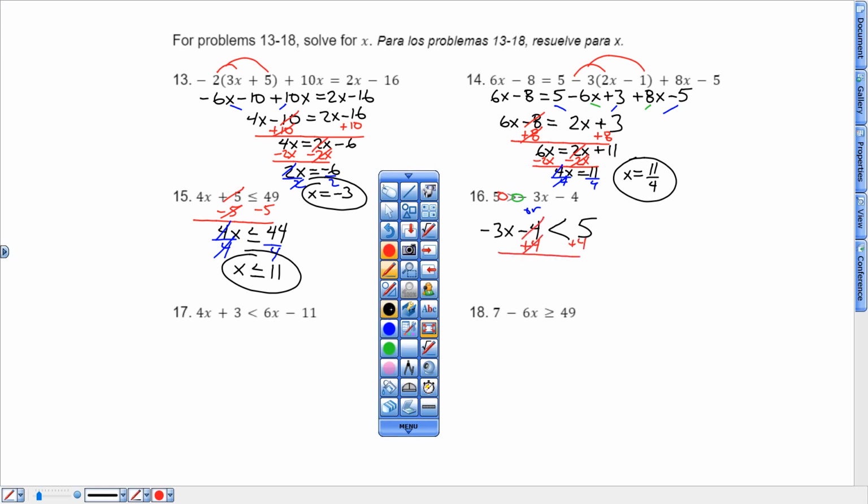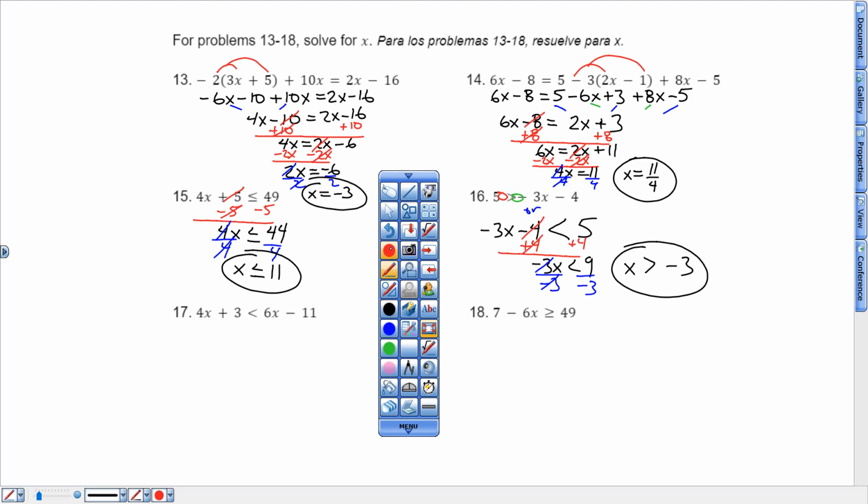Bring down the negative 3x less than 9. Right here, the crucial step when I divide by negative 3. And this side turns from negative 3x to positive x, and the right side turns from 9 to negative 3. I have to make sure I switch my inequality around. I have to flip it around. All right, another couple of those.